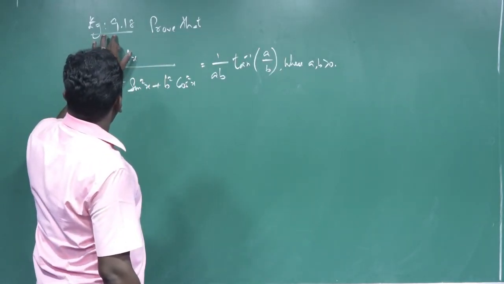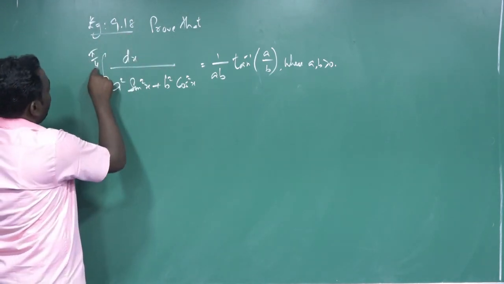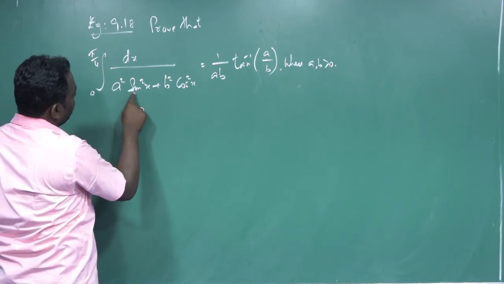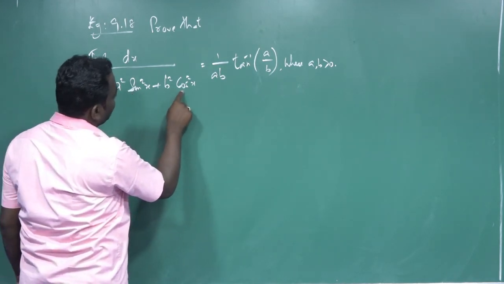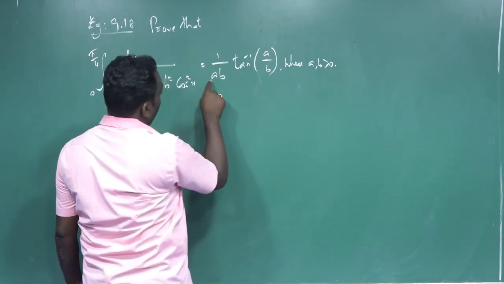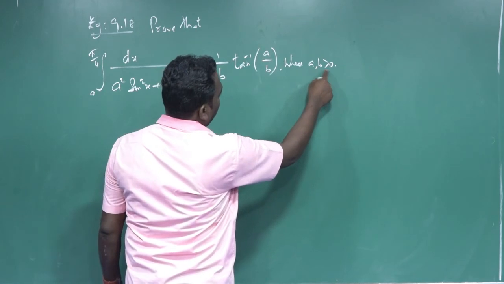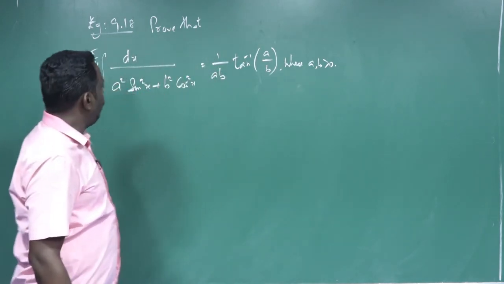Example number 9.18. Prove that integral 0 to pi by 4 dx by a square sin square x plus b square cos square x is equal to 1 by a into b, into tan inverse of b by a, where a and b are greater than 0. A, b are positive values.